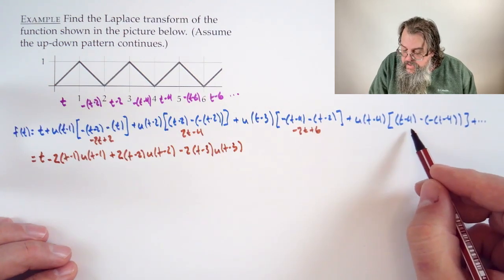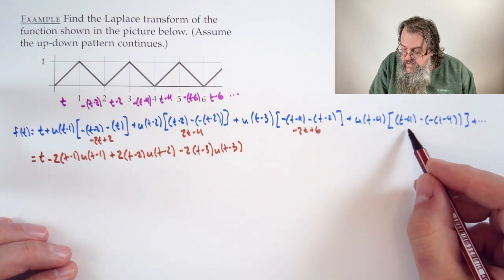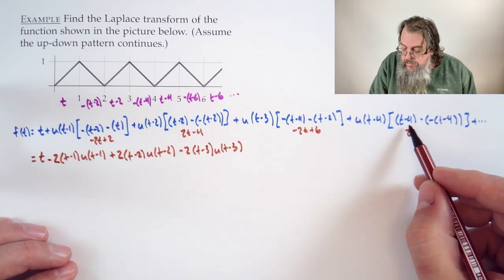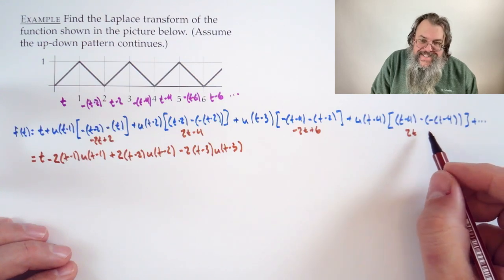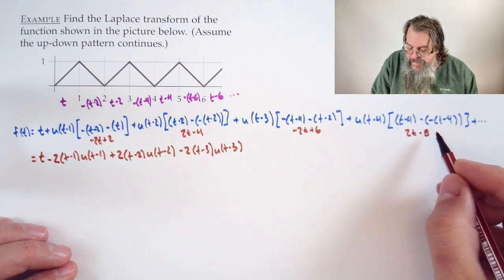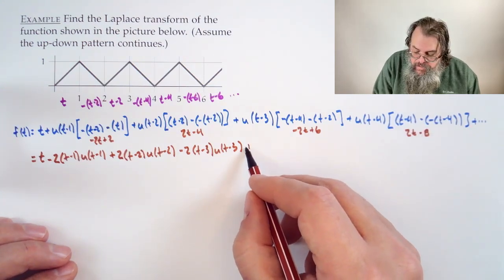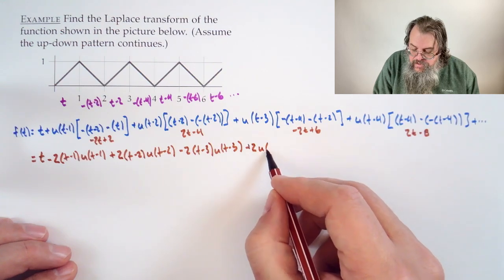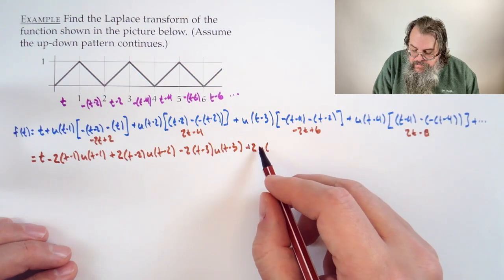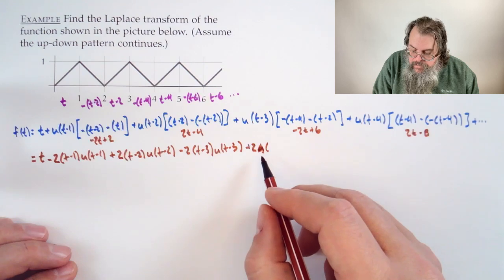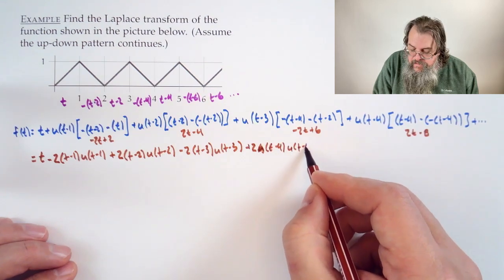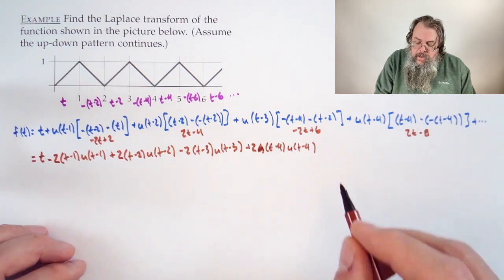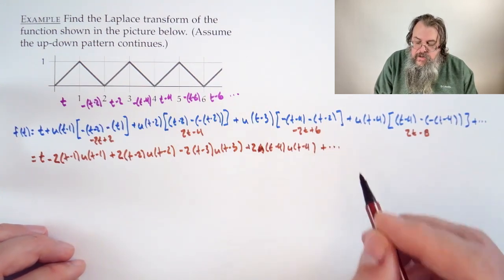Here we'll get a t, and there's a plus t, so there's a 2t, a minus 4, and a minus, a minus, a minus. Lots of minuses, but it becomes minus 8. And so we'll have plus 2t minus 4, u of t minus 4. And now we say, okay, is there a pattern?